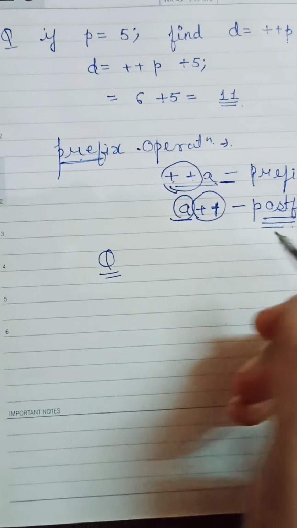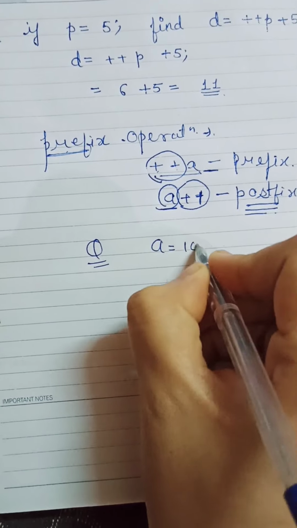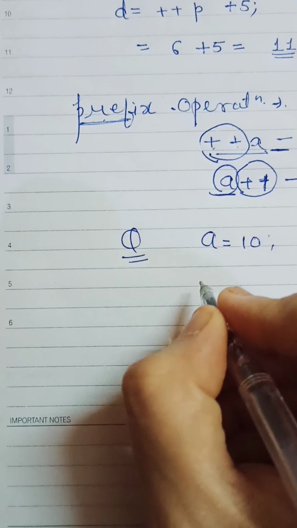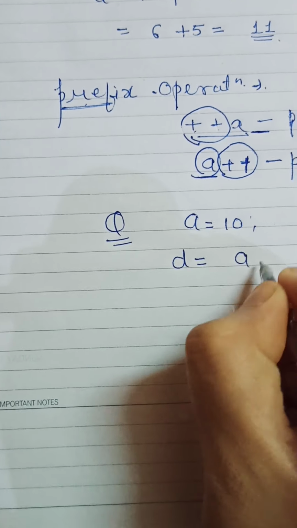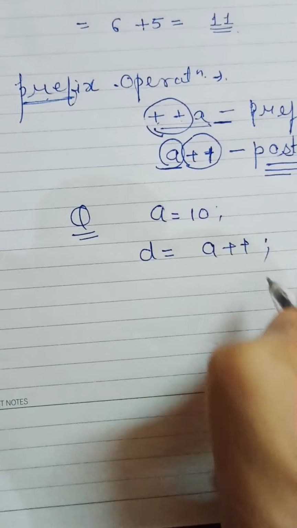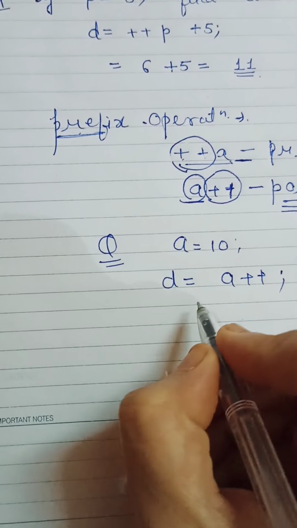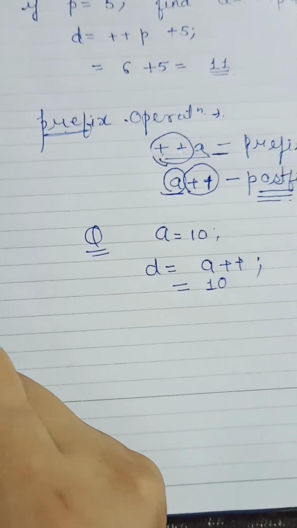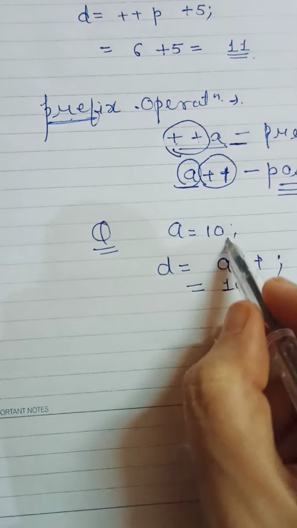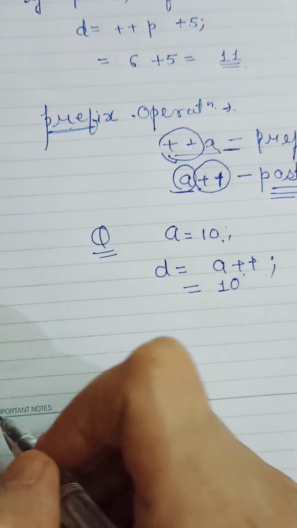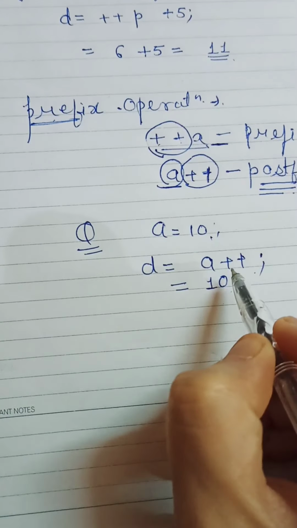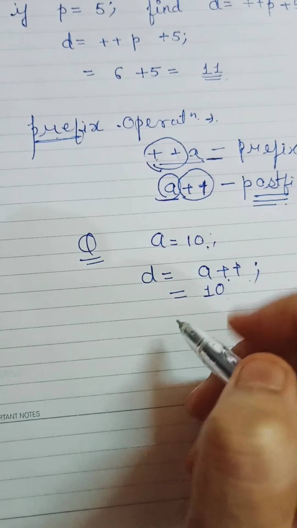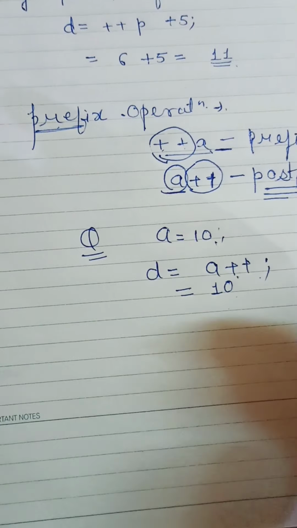Take an example. If the value of a is 10, and the expression I have to find out is d is equals to a plus plus, then what will be my value? According to you, it will be 11, but no, it will be 10 only. So what is the meaning of this postfix? Why is it not incrementing this value? Because postfix means I will increment it later.